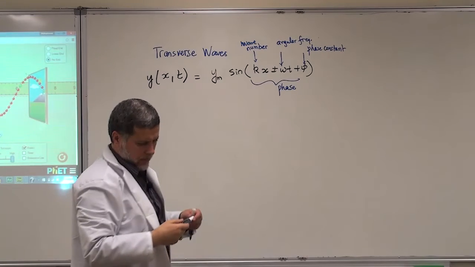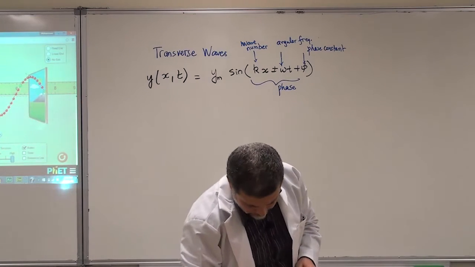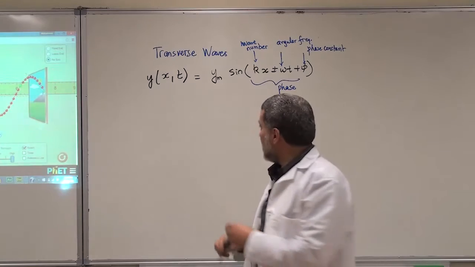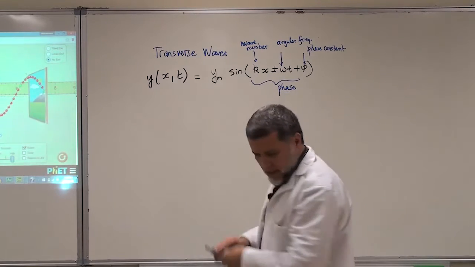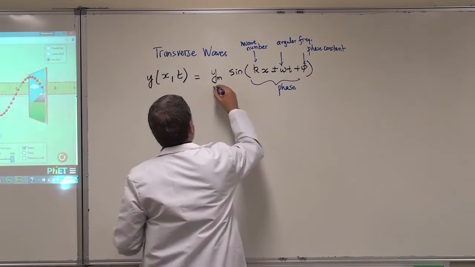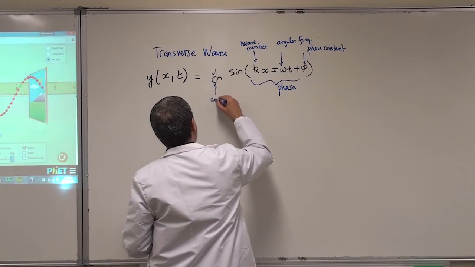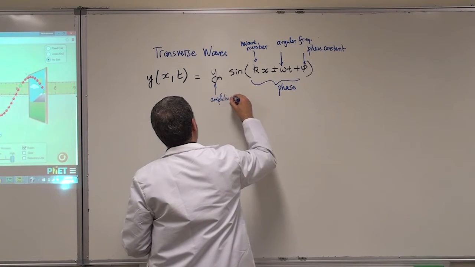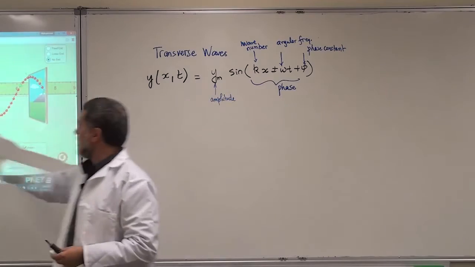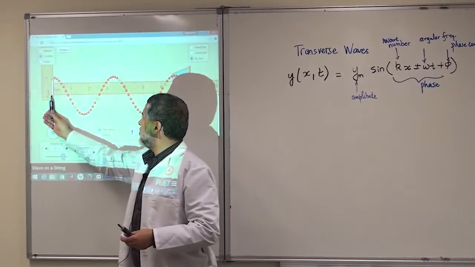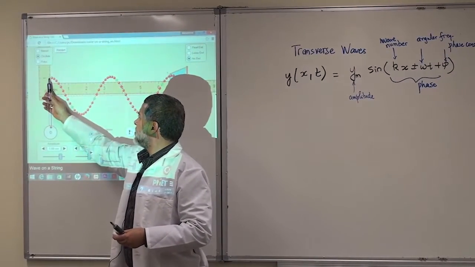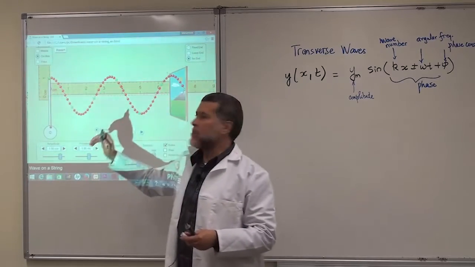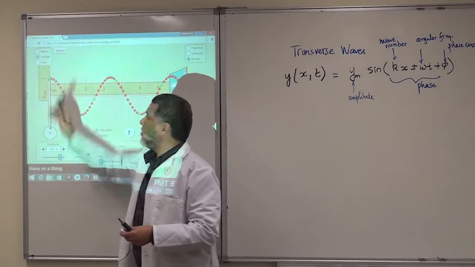Now let us define things. This is the amplitude here. The amplitude is clear: as we said, the maximum displacement from the origin, or the maximum position, which is 1 centimeter in this animation. It is called the amplitude.